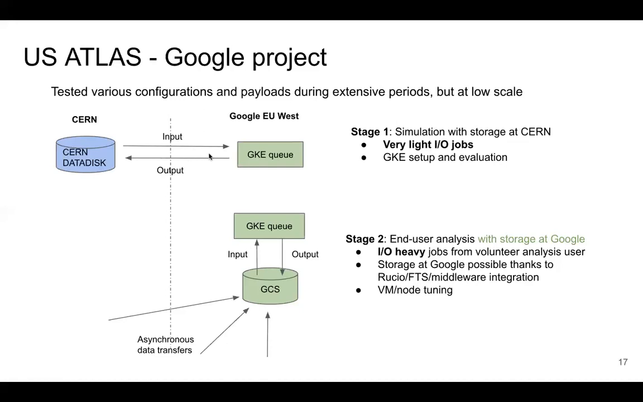and not inside Google. But then in the second stage, we also integrated the storage at Google. So we have a bucket in GCS, and all the input and output is read from and written to it. And in this case, it's possible to run IO intensive jobs, and we tried to use some end user analysis from a colleague of ours. And you'll see in the next slide some details on the node tuning that we had to do.